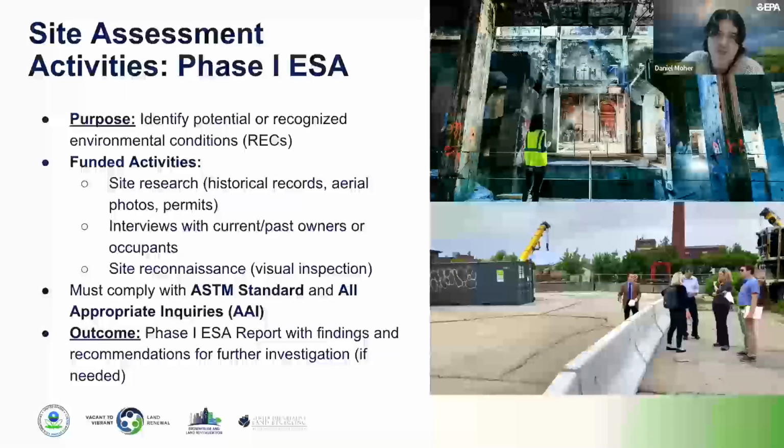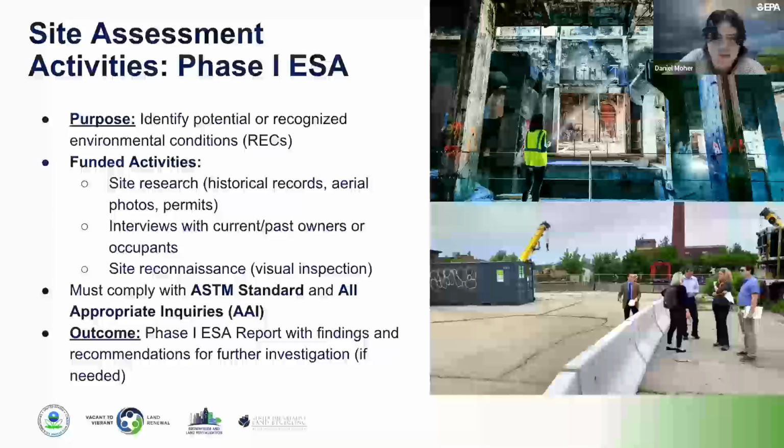Then we get into doing the more site-specific environmental assessment work. So once the site is identified, the first step is usually to do a phase 1 environmental site assessment. And really the goal of the phase 1 is to review records, inspect the site, talk with stakeholders to identify what those potential contamination or environmental conditions are on the property, which we refer to as RECs, recognized environmental conditions. And the process of doing a phase 1 must follow EPA's all appropriate inquiries rule and ASTM standards.